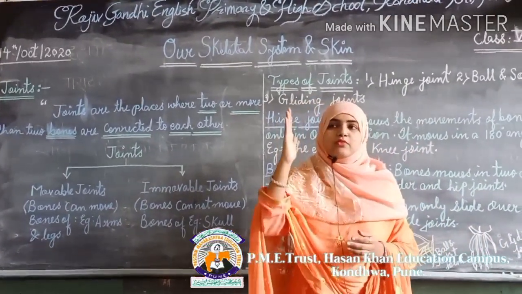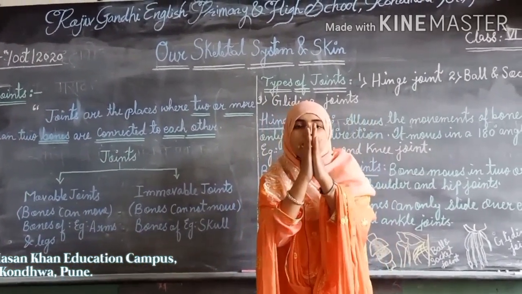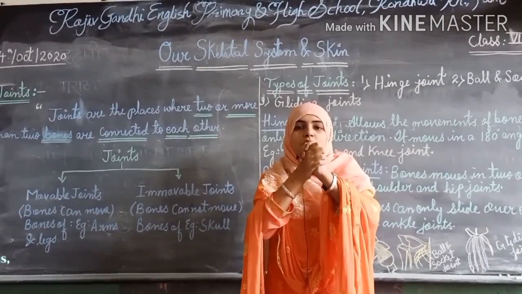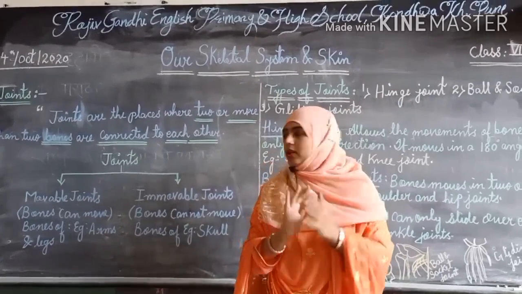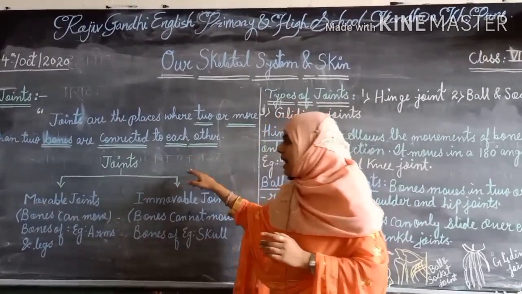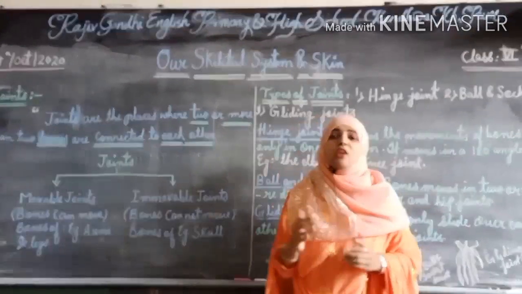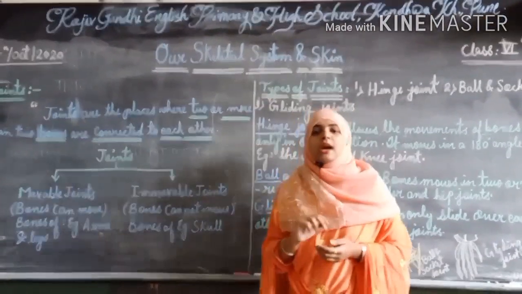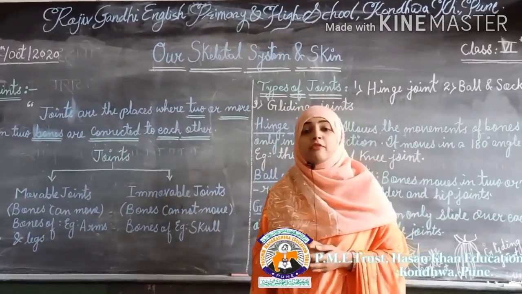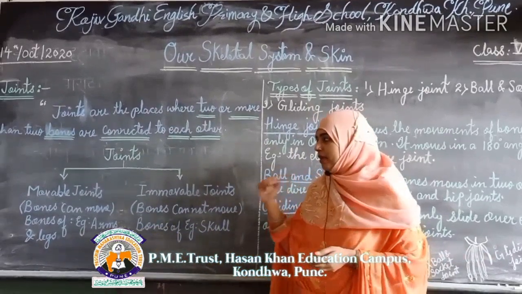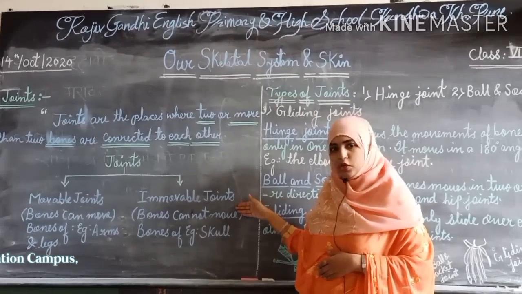For example, this is one bone and this is a second bone. Both these bones come alongside and form a connection. That connection is known as a joint. Understood? Now in joints we are discussing two things. On the basis of their movement, joints are divided into two types. How many types? Joints are divided into two types. Number one is movable joints and number two is immovable joints.